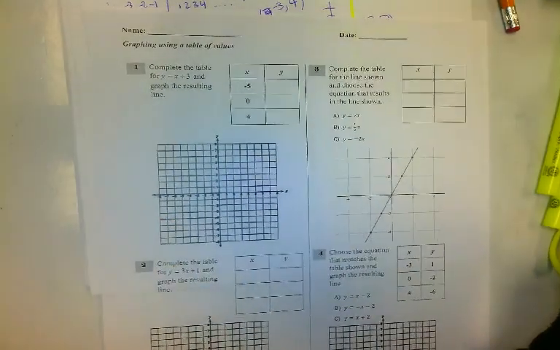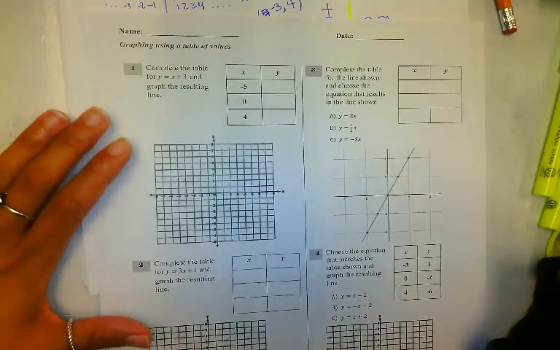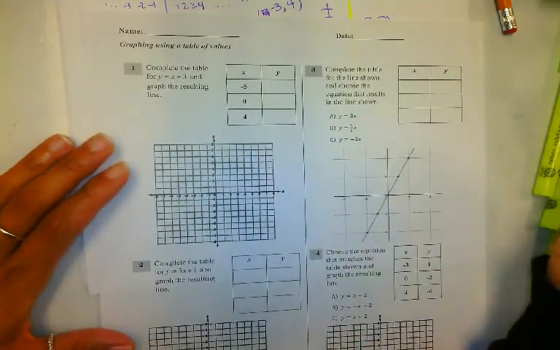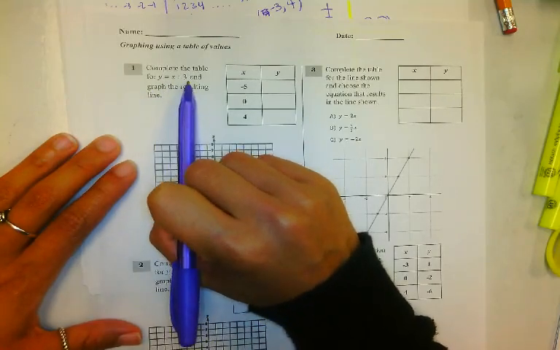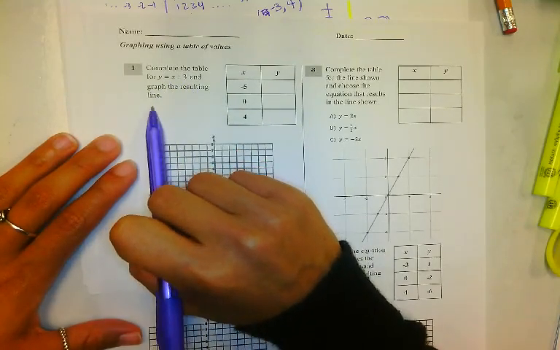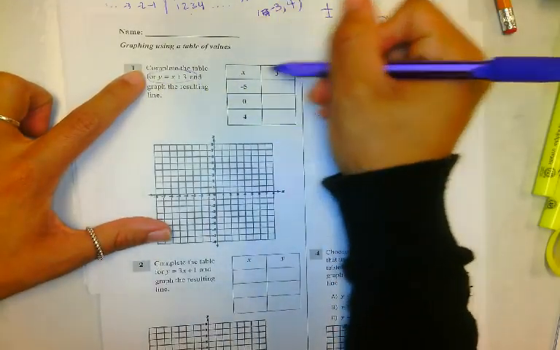So I'm using that paper that I printed from Summit. It's graphing using tables of values. If you don't have the page, then just write it in your notes. It's no big deal. Now it says complete the table for y equals x plus 3, and then graph the resulting line. So what we're going to do is we're going to use this to complete this, okay?